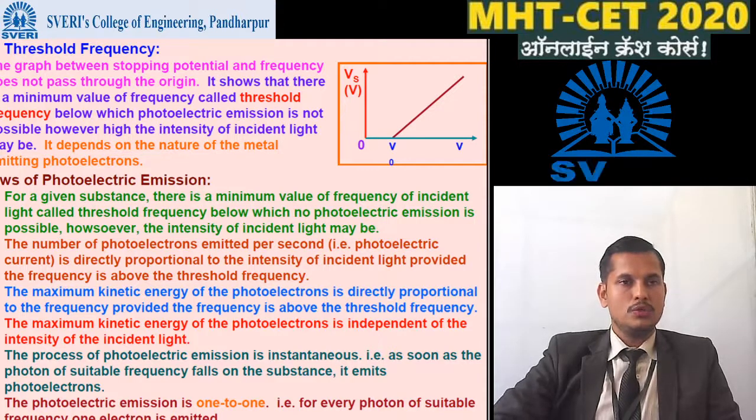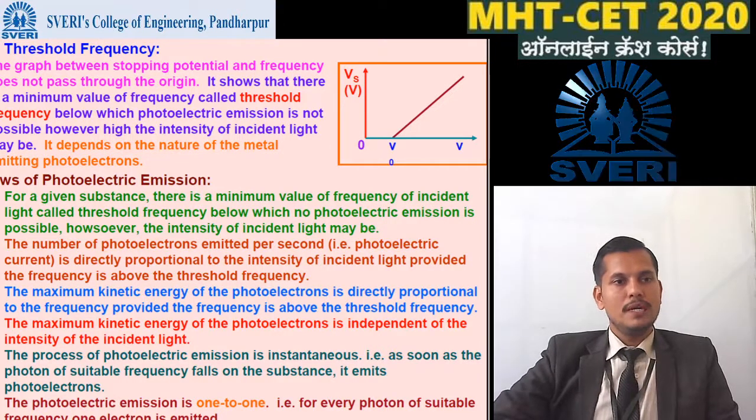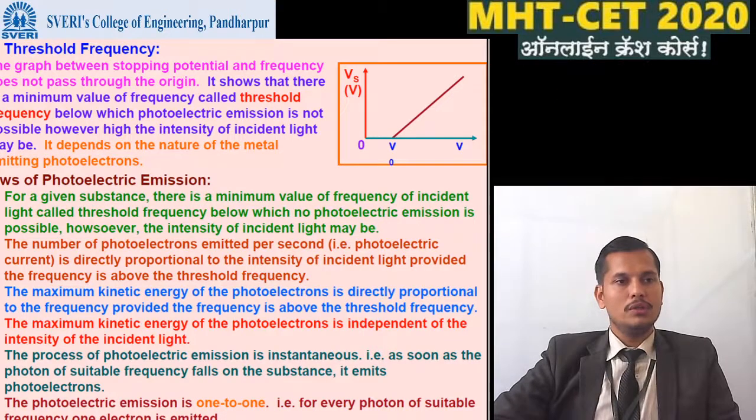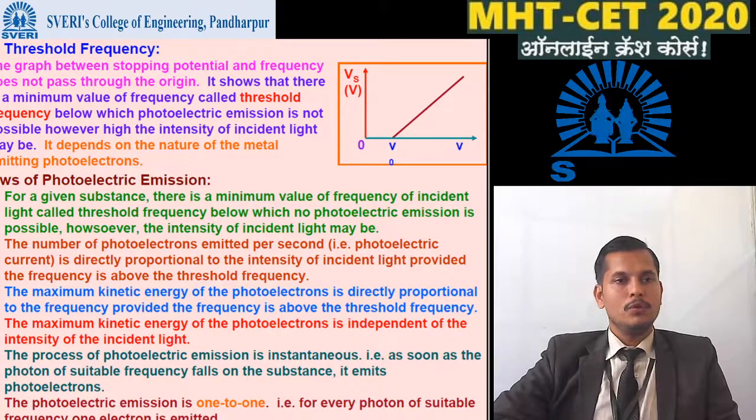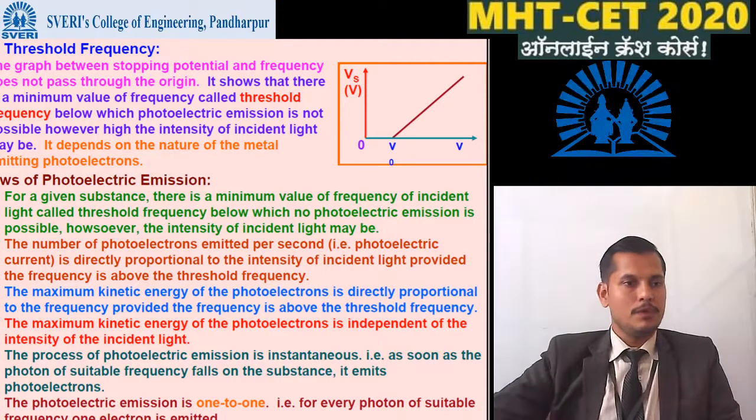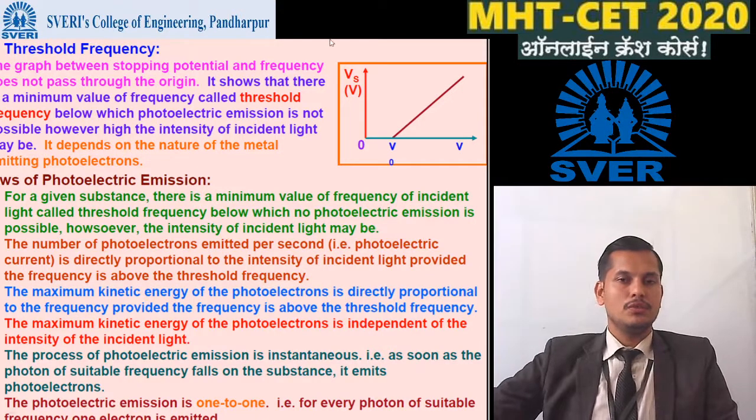So what is meant by threshold frequency? It shows that there is a minimum value of frequency called a threshold frequency, below which photoelectric emission is not possible, however high the intensity of incident light may be. That is called as threshold frequency. It is shown by this graph at this value.